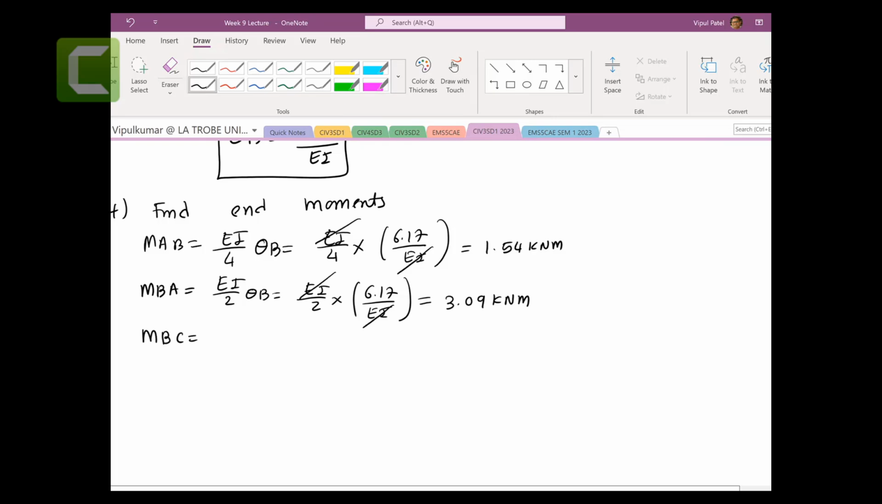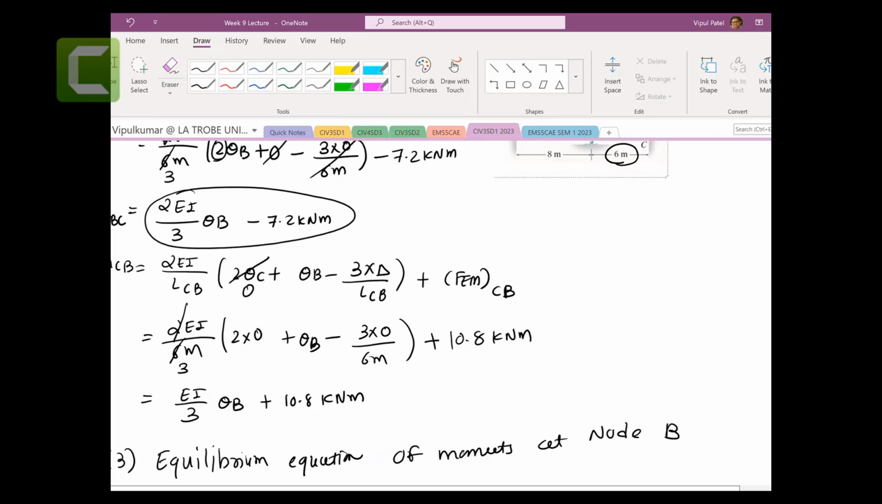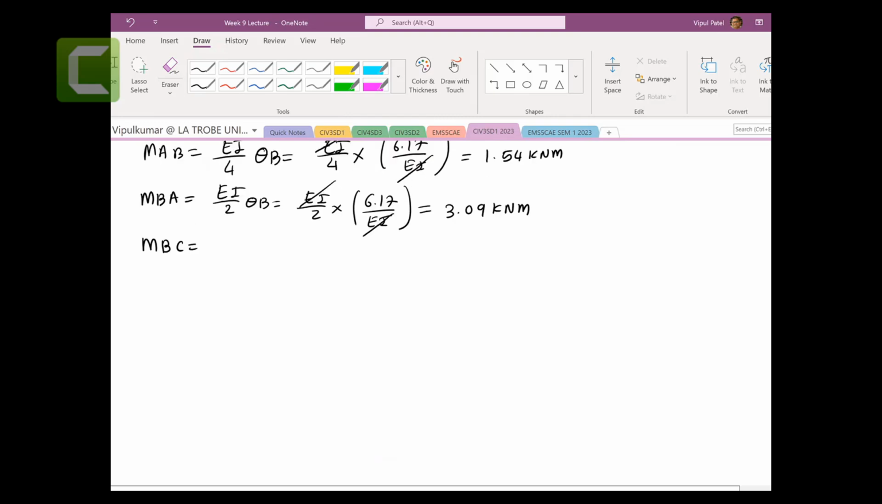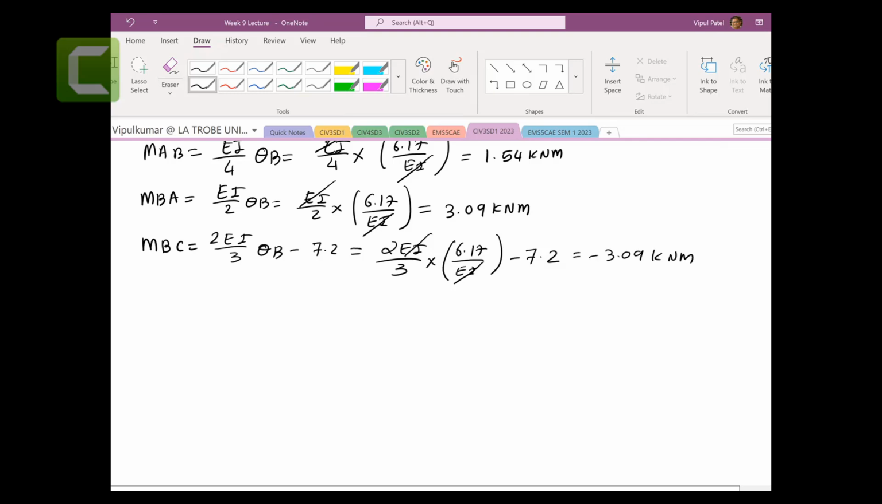MBC, let's get MBC. Here, 2 EI on 3 theta B minus 7.2. So 2 EI on 3 times 6.17 over EI minus 7.2. This cancels. So you get minus 3.09 kilonewton meters.